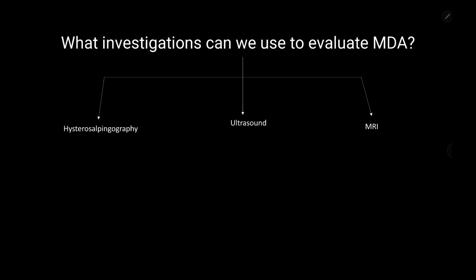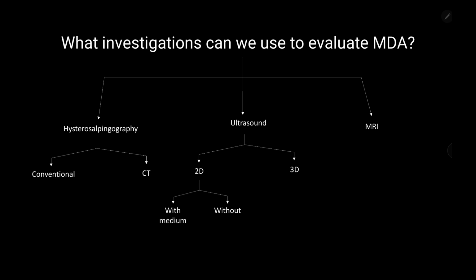The hysterosalpingography can be conventional using fluoroscopy, or we can use CT as well. The ultrasound can broadly be divided into 2D sonography and 3D sonography. And again, 2D sonography can be classified based on whether we are using a medium or not. If we are using a medium, what medium are we using? Are we using saline or contrast? And without a medium, it can again be classified into transabdominal sonography and endovaginal. As discussed earlier, the best imaging modality available to evaluate MDA is the MR or the 3D ultrasonography.